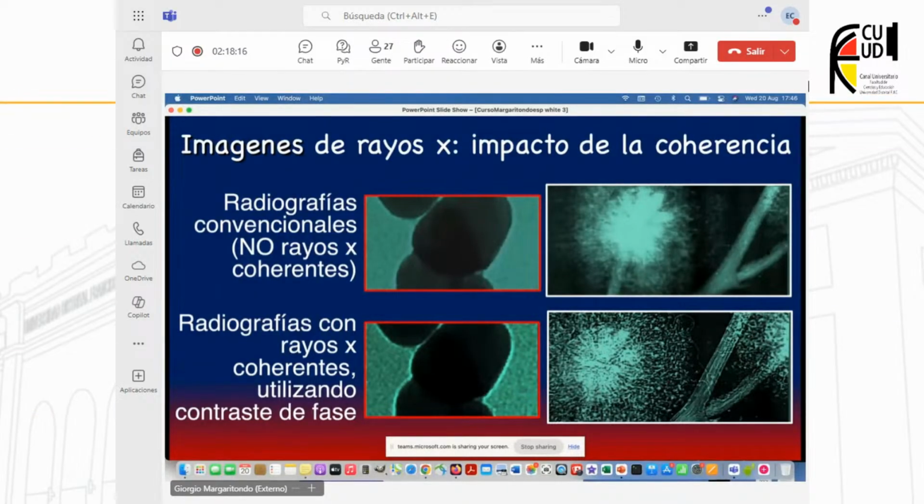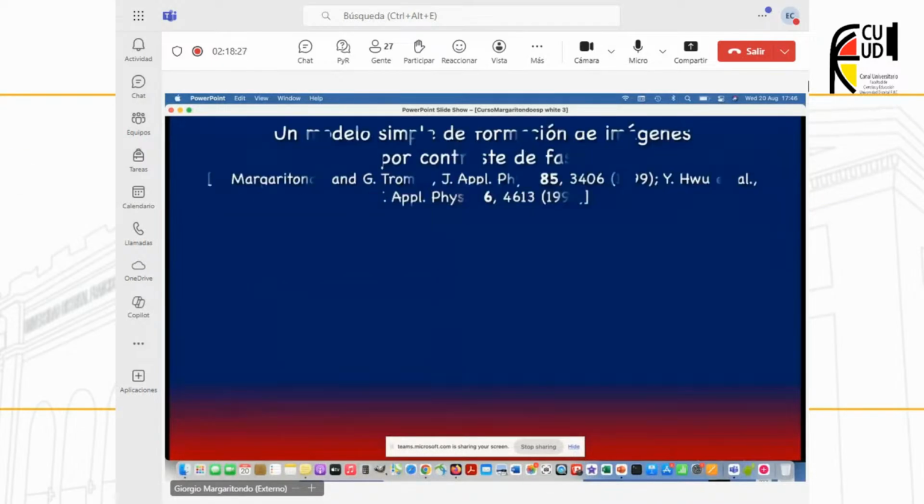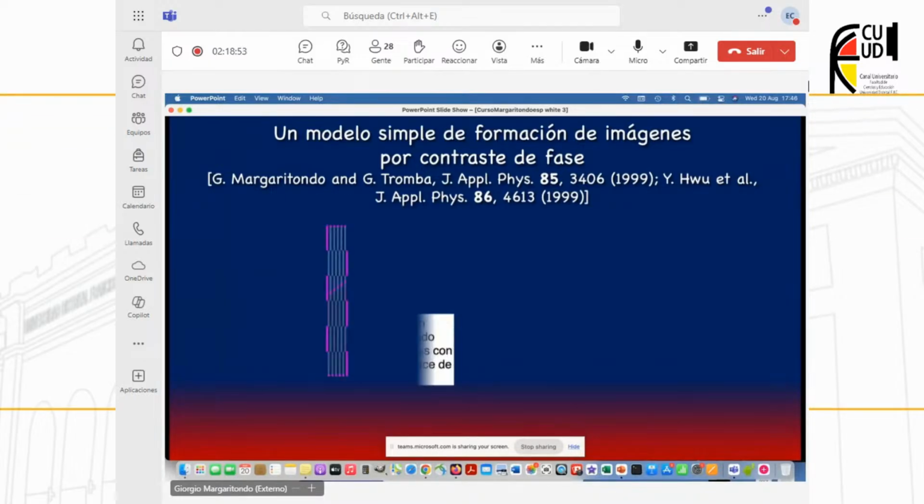So much so that before presenting some more results, I would like you to be with me for a few minutes in order to understand a little better how you can exploit phase contrast. Once again, you can make very complicated theories of computer modeling and so on and so forth. But a few years ago, Giuliano Tromba in Trieste and myself decided to start looking at things with a simplistic point of view. And so we developed a model also together with Yuhan Wu, which is the following.